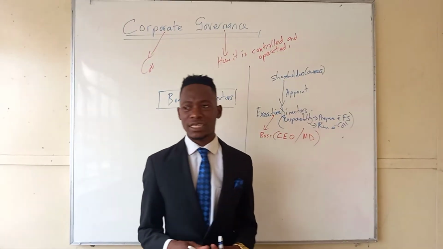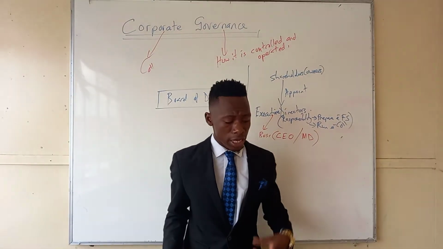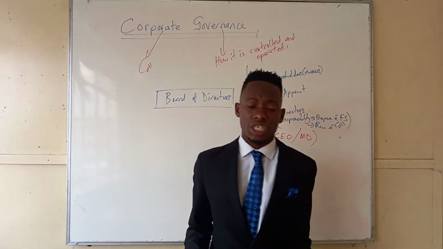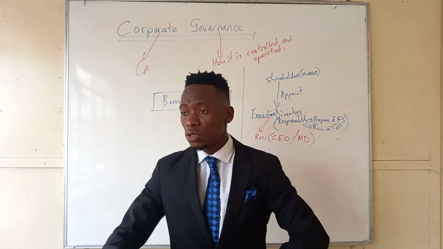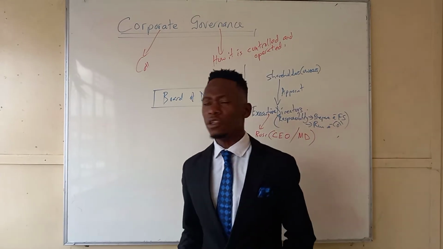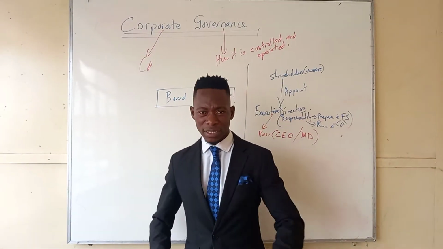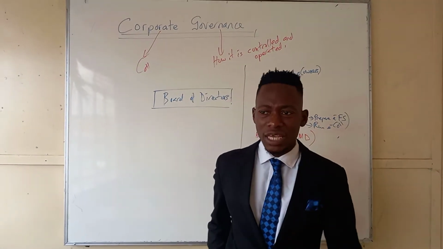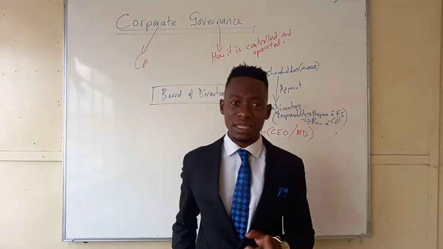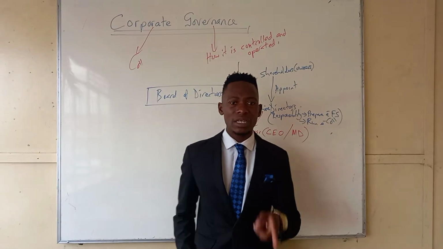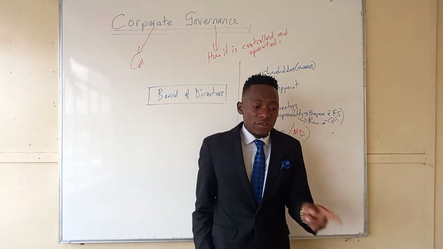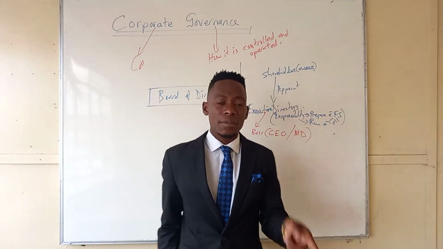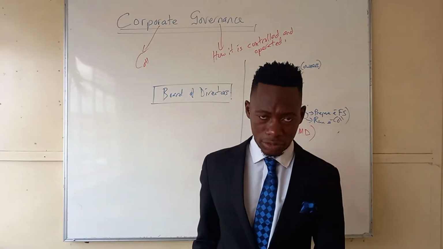Why do they need the executive directors to run the company? It is because they have the qualifications, the experience, skills, expertise and knowledge, so they need them to run the company on their behalf. But we don't want the agency problem. We say that when the directors run the company, they must run the company in the best interest of those who have appointed them. They must run the company in the best interest of the shareholders, right?